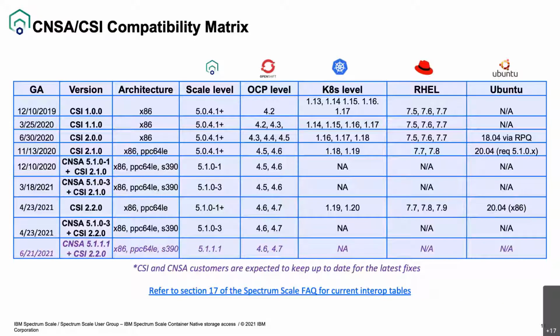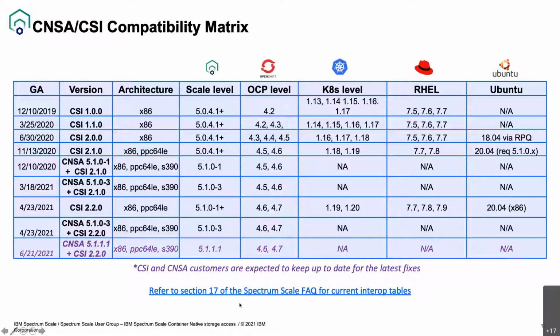Here is our CNSA and CSI compatibility matrix. With our release of 5.1.1.1, we support CSI 2.2.0. That came out back in April, but that's what we're pairing with CNSA's offering today. Again, we support X, P, and Z. Our Scale level is the 5.1.1 PTF1 release level, and our OpenShift supported levels are OpenShift 4.6 and OpenShift 4.7. We're not yet supported on Kubernetes, Red Hat, nor Ubuntu.